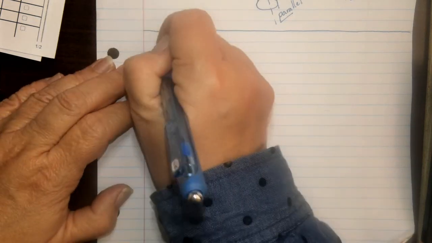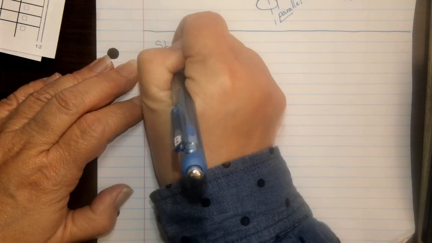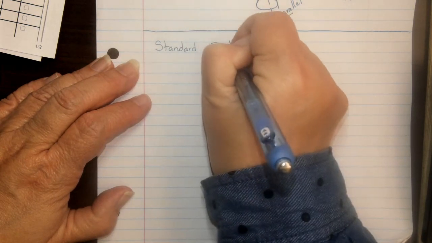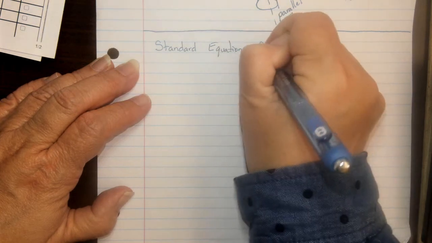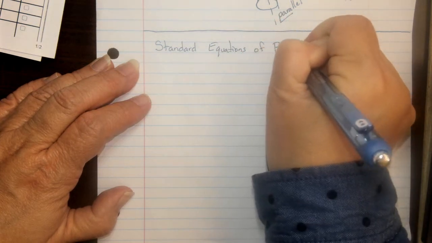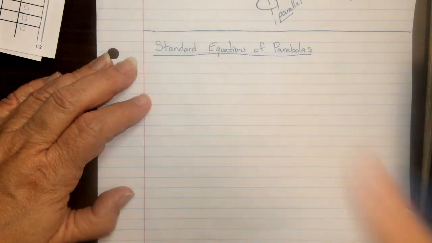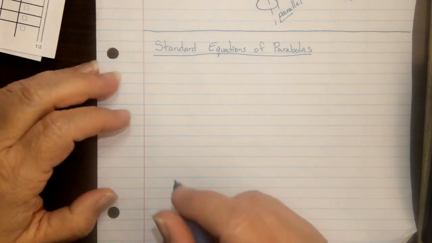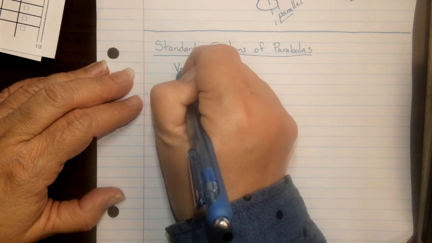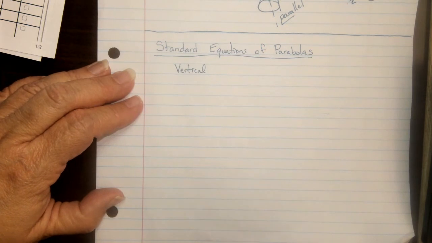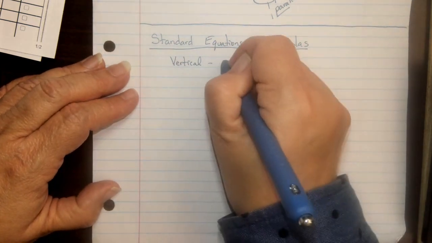All right, so standard equations of parabolas. We're going to break our parabolas into two categories. One is the vertical parabolas. By vertical parabolas, I mean that they're going to either open up or down.